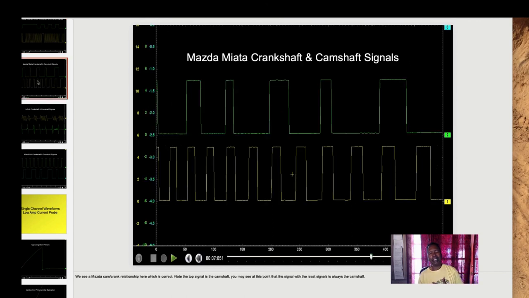Now we got a Mazda Miata, crankshaft and cam. You should know which one's the cam by now, right? The bottom one is the crank, the top one's the cam signal. So keep in mind that the least amount of signals is the cam, like I said earlier, and this one is the crank, with more signals. This is also a good picture of both signals. We've seen different whiffs here earlier, but we talked about that. This is a good relationship pattern also.